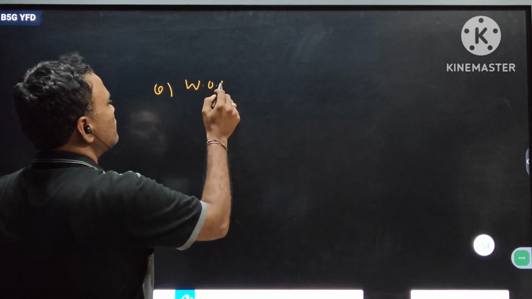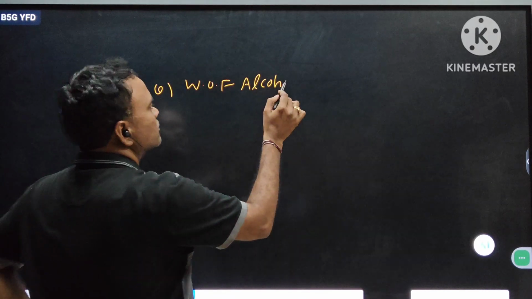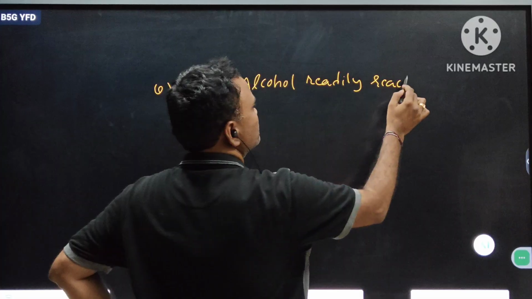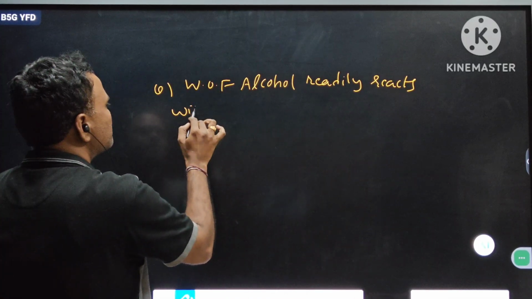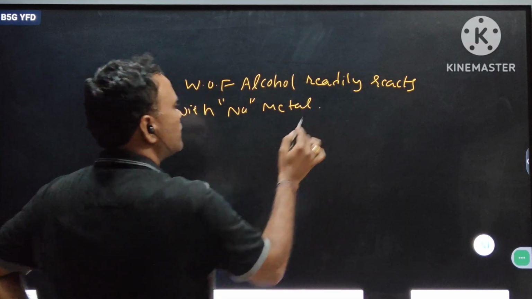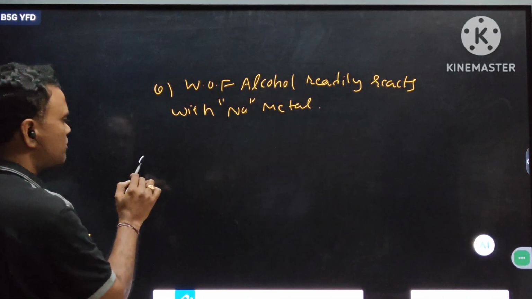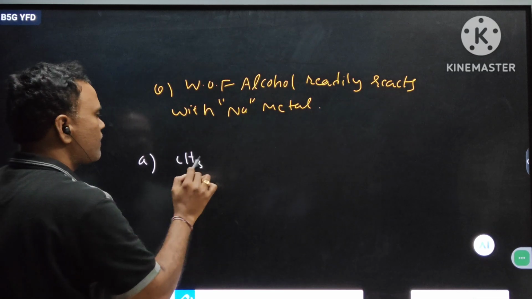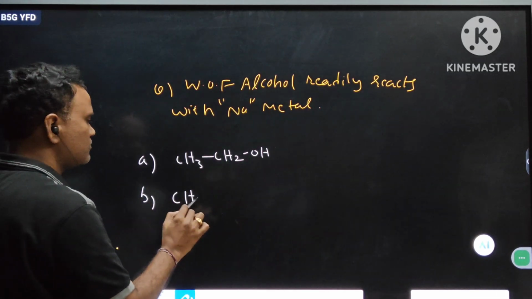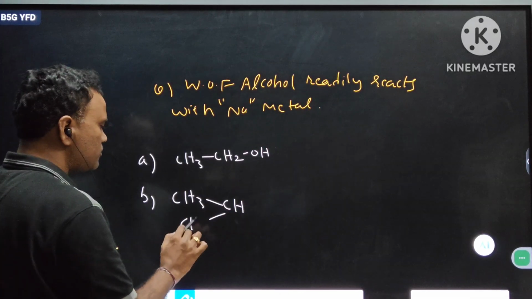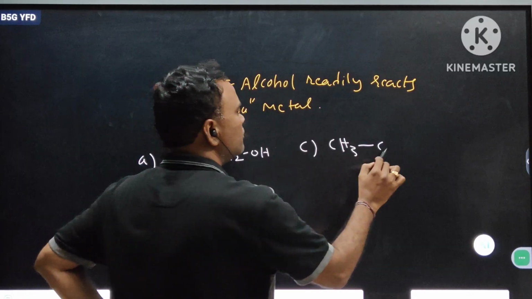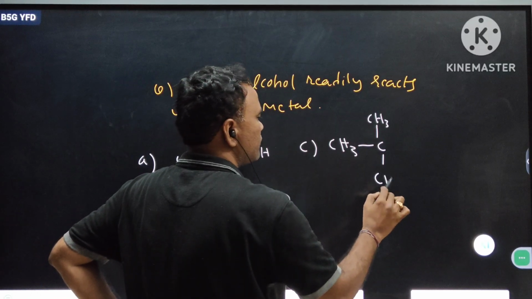Which of the following alcohols readily reacts with sodium metal? See, first option, ethanol, isopropyl alcohol, tertiary butyl alcohol. Which is more acidic here?